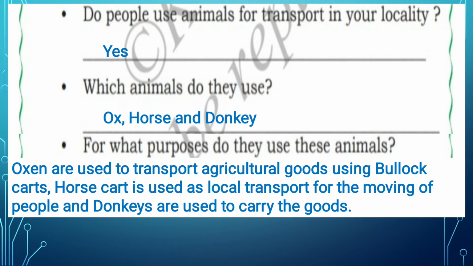Oxen are used to transport agriculture goods using bullock carts. That is, in my local area, oxen are used for transporting agriculture goods using bullock carts. Horse cart is used as local transport for moving people. In the local areas, like how auto rickshaws are used, the horse cart is also used. And donkeys are used to carry goods.